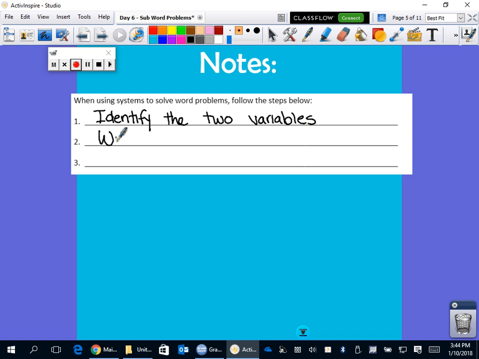Then you need to write those two equations. And again, it's two because we're doing systems. And then the last part is you're going to solve by substitution, which we practiced yesterday and have been practicing. Okay, so let's get started with some examples here.